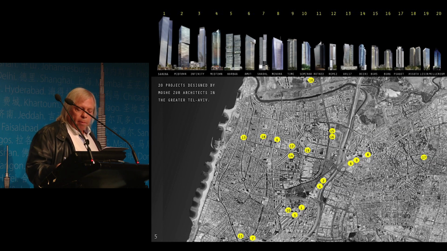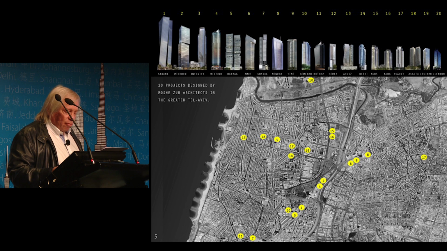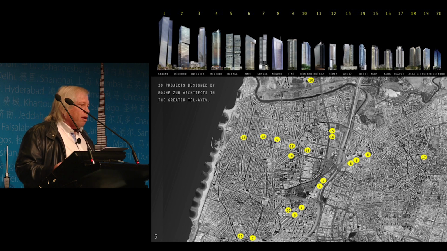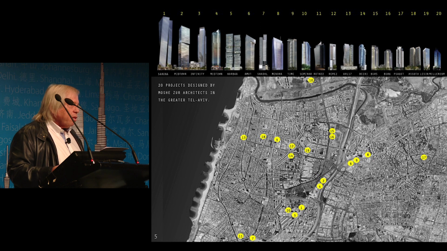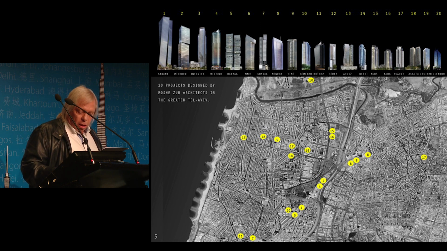Here we see a map view of the urban fabric of Tel Aviv in relationship to the sea and the major elements of the urban structure. It's greater Tel Aviv, and we are talking also about Ramat Gan as well. We see it as one unit.